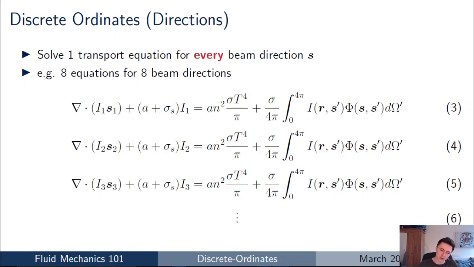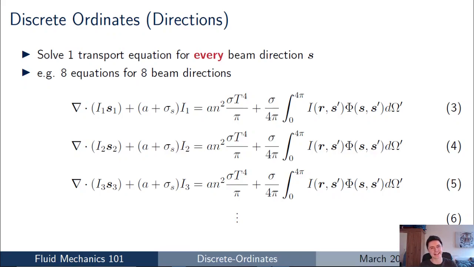And if you look carefully at the left-hand side here, you'll see that we've got I1 and S1, and we've got I2 and S2, and so on for each of the equations. That's because we're solving a transport equation for each beam direction. So we'd have direction 1, that would be S1, direction 2, that would be S2, direction 3, that would be S3, and so on as we move around the circle.